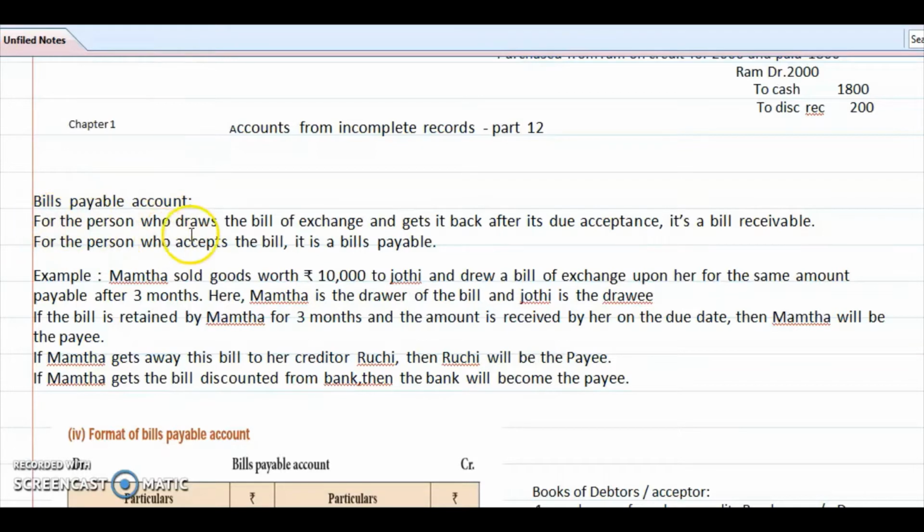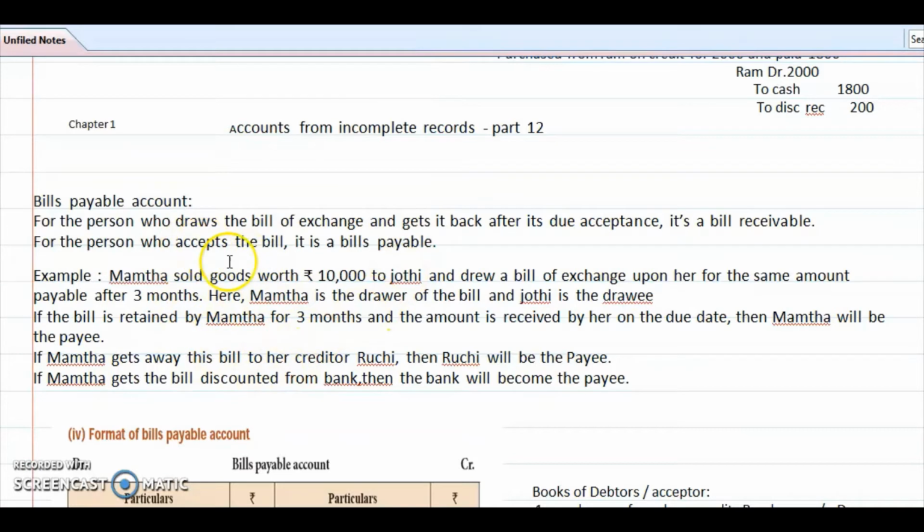The person who draws a bill of exchange and gets it back after its due date holds bills receivable. This you know already. The person who draws the bill, we say that is bills receivable. The person who accepts the bill, it is bills payable. In this context, we have to see both sides of the coin. One person draws a bill, another person accepts the bill. Who draws the bill, that case is bills receivable. Who accepts the bill, that is bills payable.